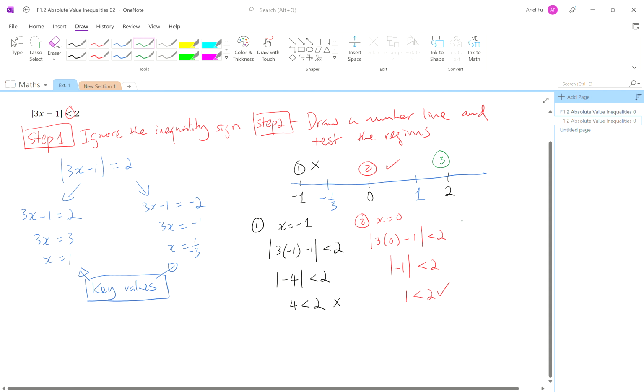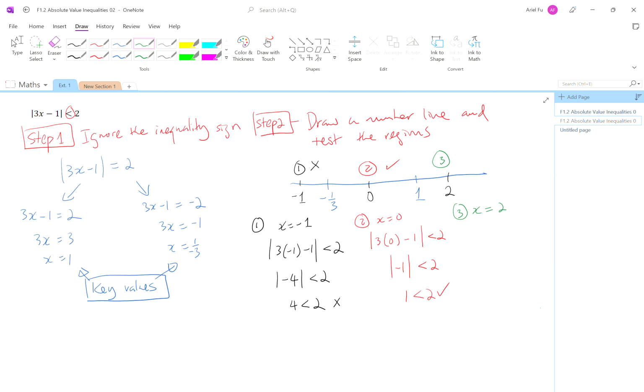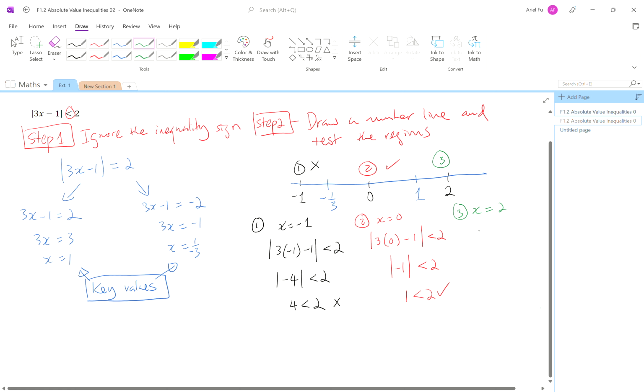Now let's go to region 3, which is when x equals 2. That's the value I picked. As I said, you could have picked x equals 10. It doesn't really matter, as long as it's within that region. So is the absolute value of 3 times 2 minus 1 less than 2? That means the absolute value of 5 is less than 2. Is 5 less than 2? Absolutely not, so I don't want that region. That means I want the region in between these two key values, and that's my solution. So x has to be between negative 1/3 and 1.